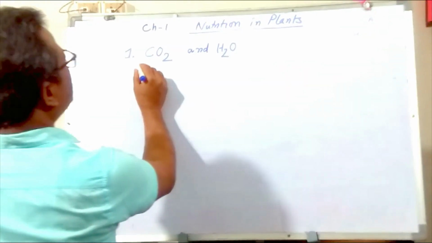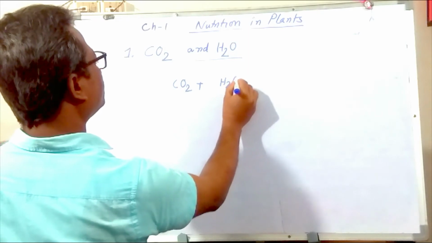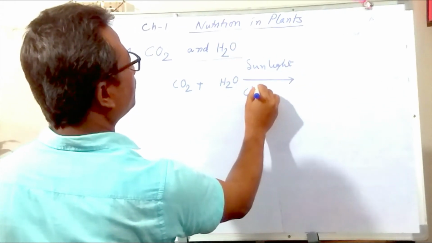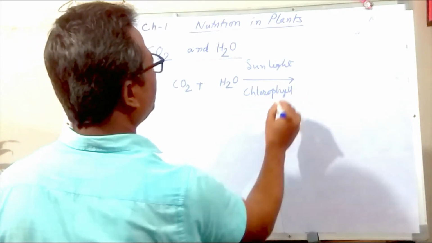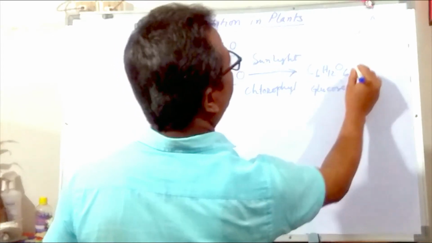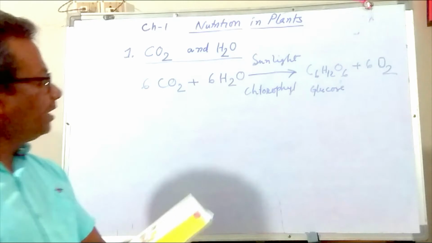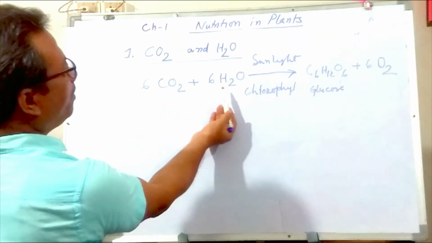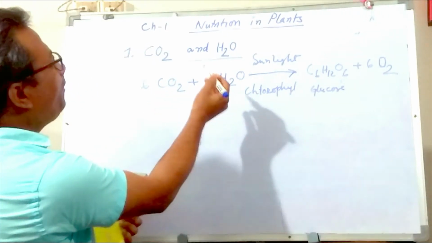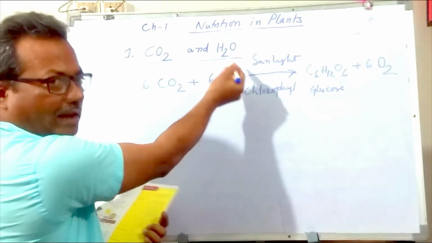Now, what is the reaction of photosynthesis? CO2 plus H2O in presence of sunlight and chlorophyll gives C6H12O6 and 6 molecules of oxygen. So, if the amount of carbon dioxide or water is reduced, the production of glucose will be reduced. So, this is a factor that nutrition depends upon: the availability of carbon dioxide and water.